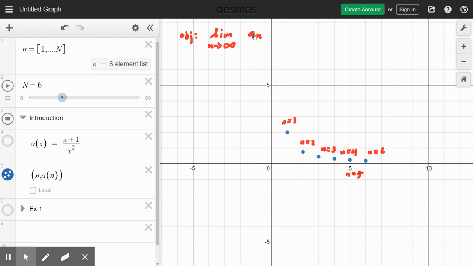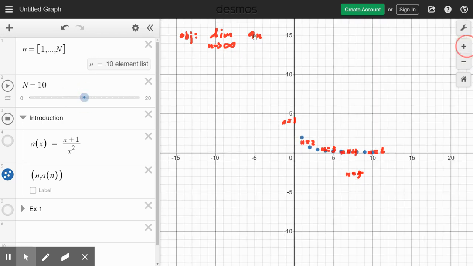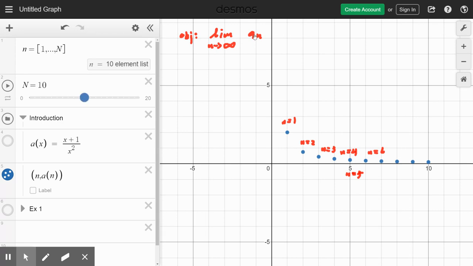Let's find the seventh term. So here we have the location of the seventh term. Now let's find the eighth. And let's find the ninth. And let's find the tenth. And let me zoom out a little bit here. Okay, I'm going to keep going.